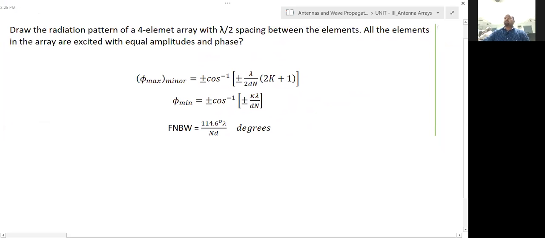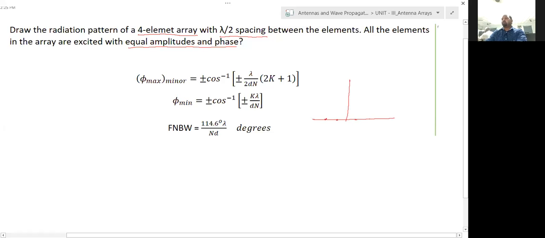Draw the radiation pattern of 4-element array with lambda by 2 spacing between the elements. All the elements in the array are excited with equal amplitude and phase. Right? So like this, a 4-element array.